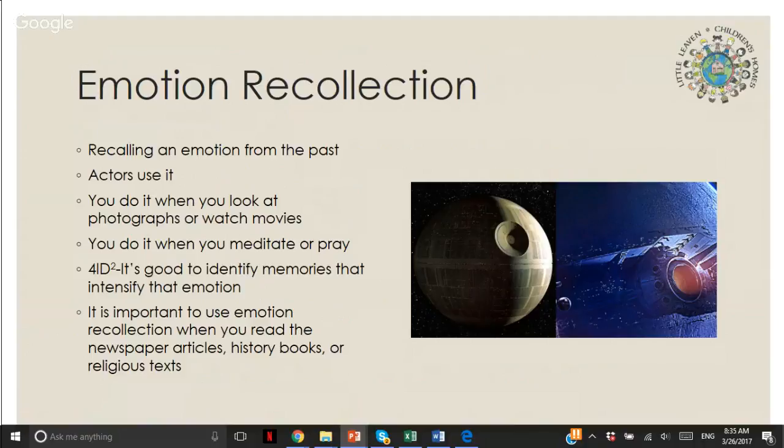Emotional recollection is you just recall something that happened, it's just recalling an old emotion. You can use it when you're acting. You can use the recollection.